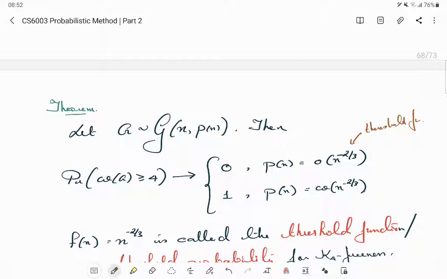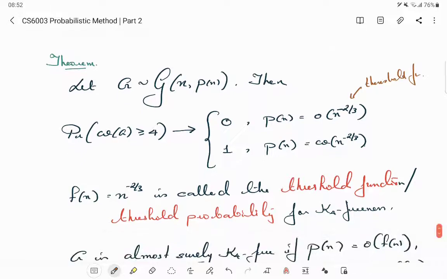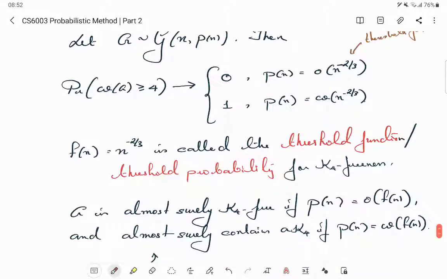In fact, there are models of random graphs called percolation models, where this is studied in a context which is closer to what is actually happening in ferromagnetism, solid to liquid transitions and so on. You can search for it. It's a very fascinating area. And the function at which this transition occurs is called the threshold function or the threshold probability. Different properties may have different threshold functions.